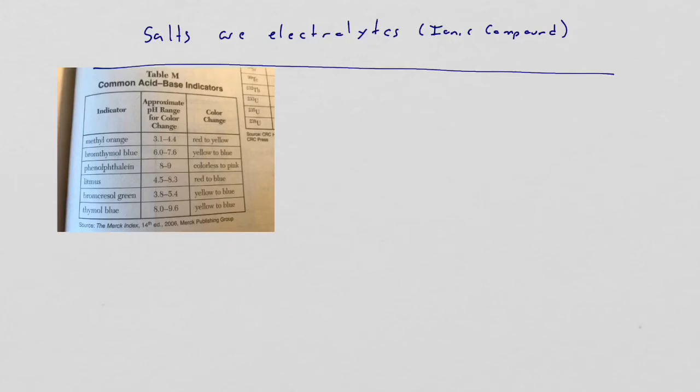In living environment, you learned about iodine. That was an indicator for starch. You might have learned about Benedict's solution, which was an indicator for the presence of glucose. These are chemicals that react, and when they react, they change color. Acid-base indicators are affected specifically by what the pH is.